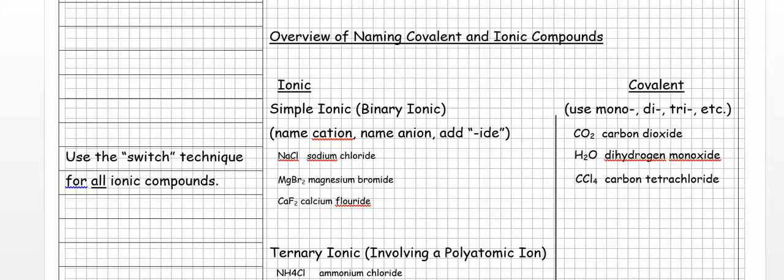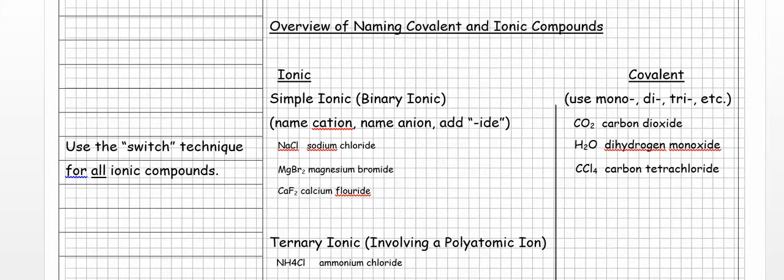The first thing you have to be able to do is understand what type of compound you're dealing with. Is it ionic? Is it covalent? Are there polyatomic ions involved, or is it transition metals? What's happening in the compound? So let's start with simple ionic compounds. Okay, simple ionic or binary compounds.